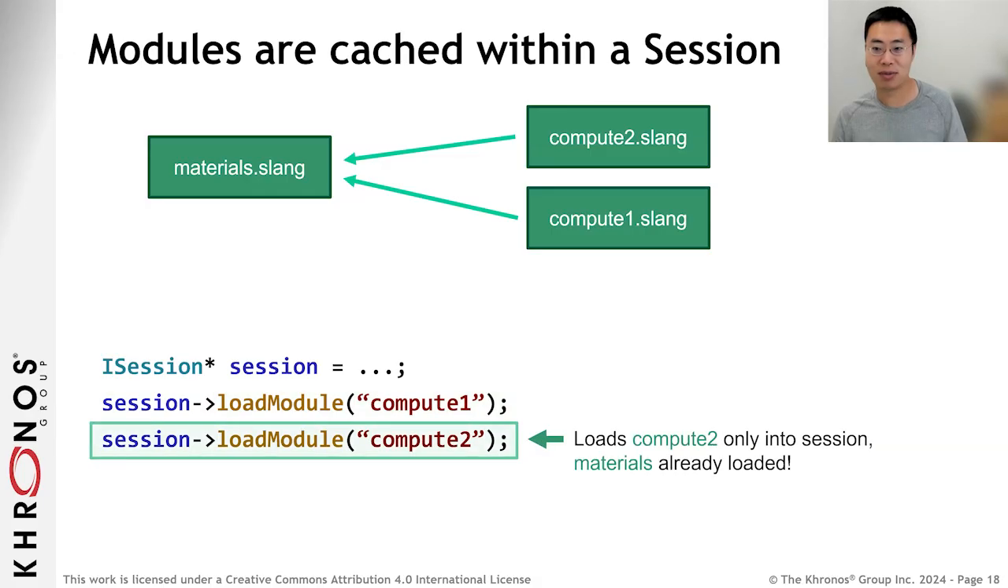And when it comes time to load compute 2, Slang will also make sure that the materials module is loaded because compute 2 also imports materials. And because the materials module is already loaded as part of compiling compute 1, the compiler won't need to do anything further here. So as you can see, even though the materials module is being referenced twice, it is only compiled and loaded once, and that is how you will save compile time.